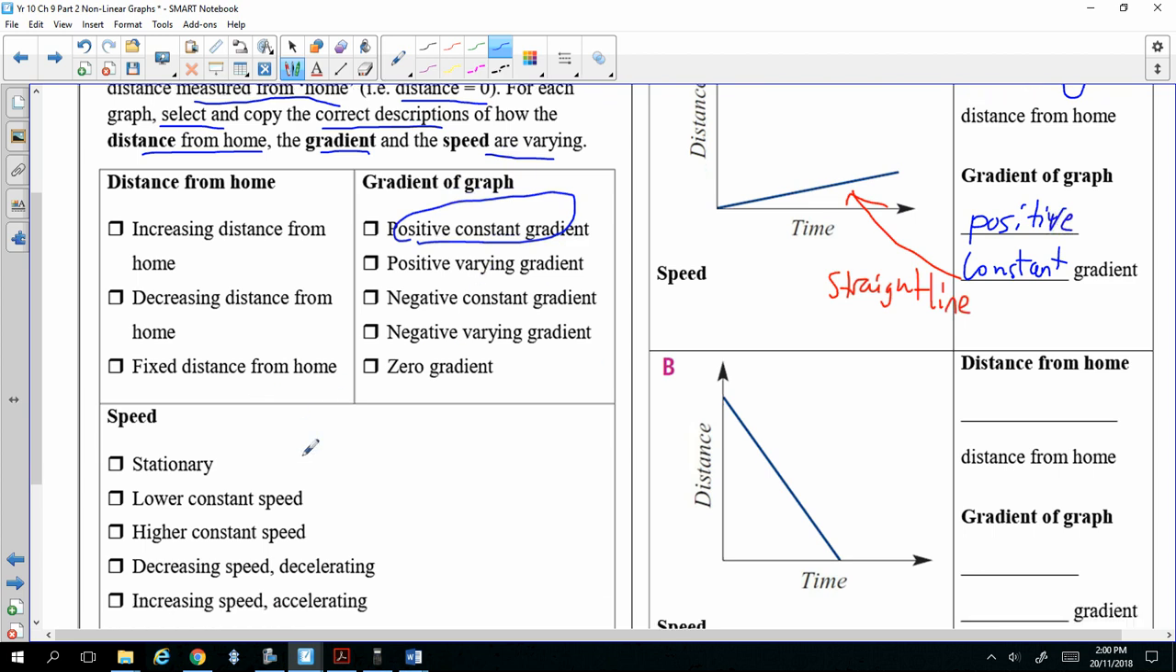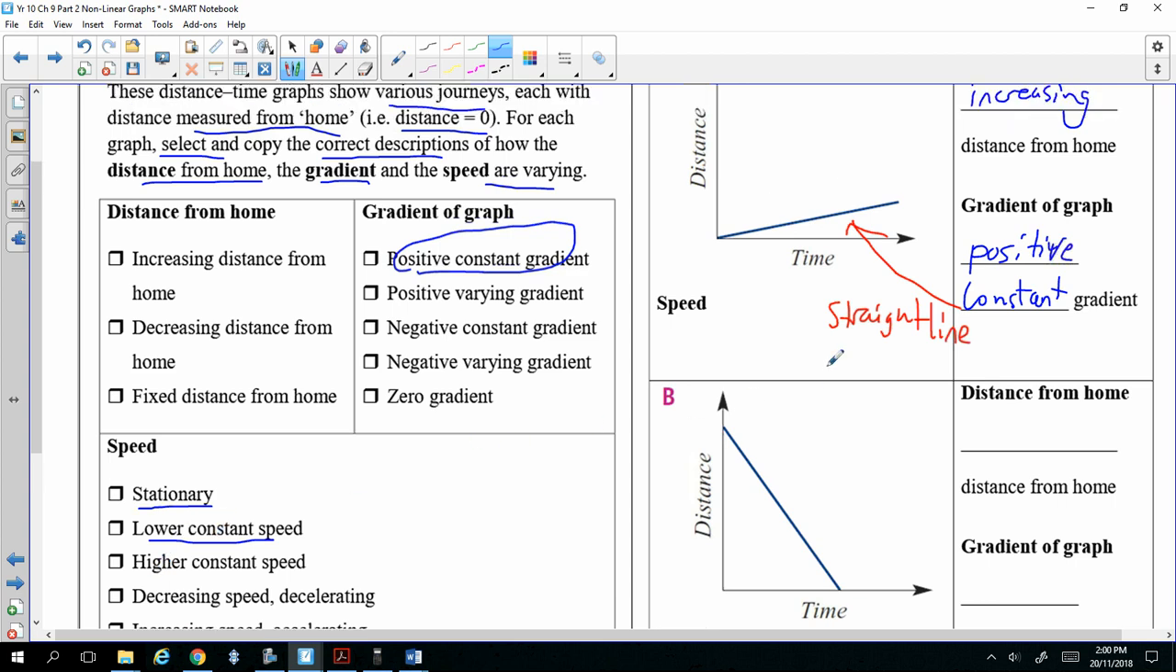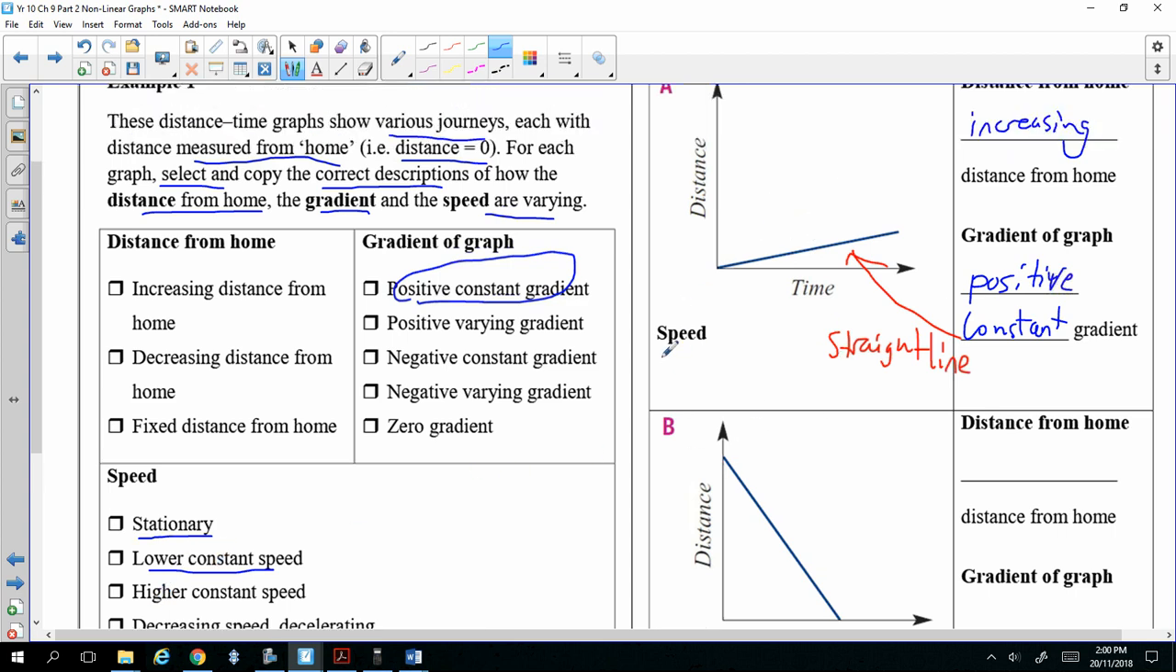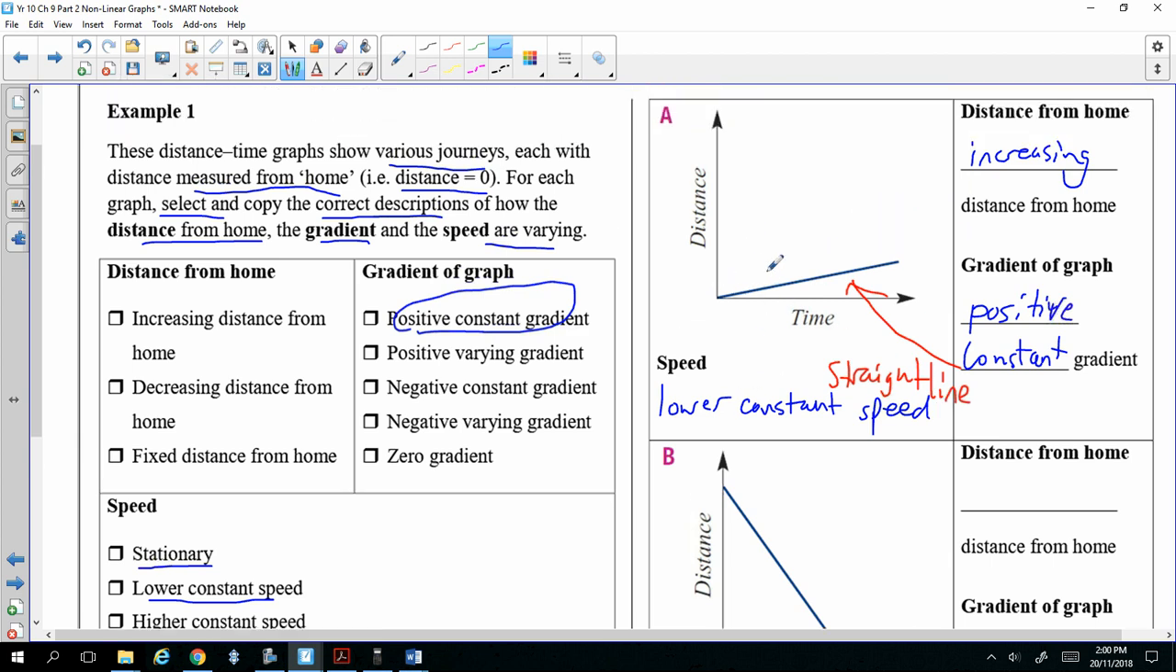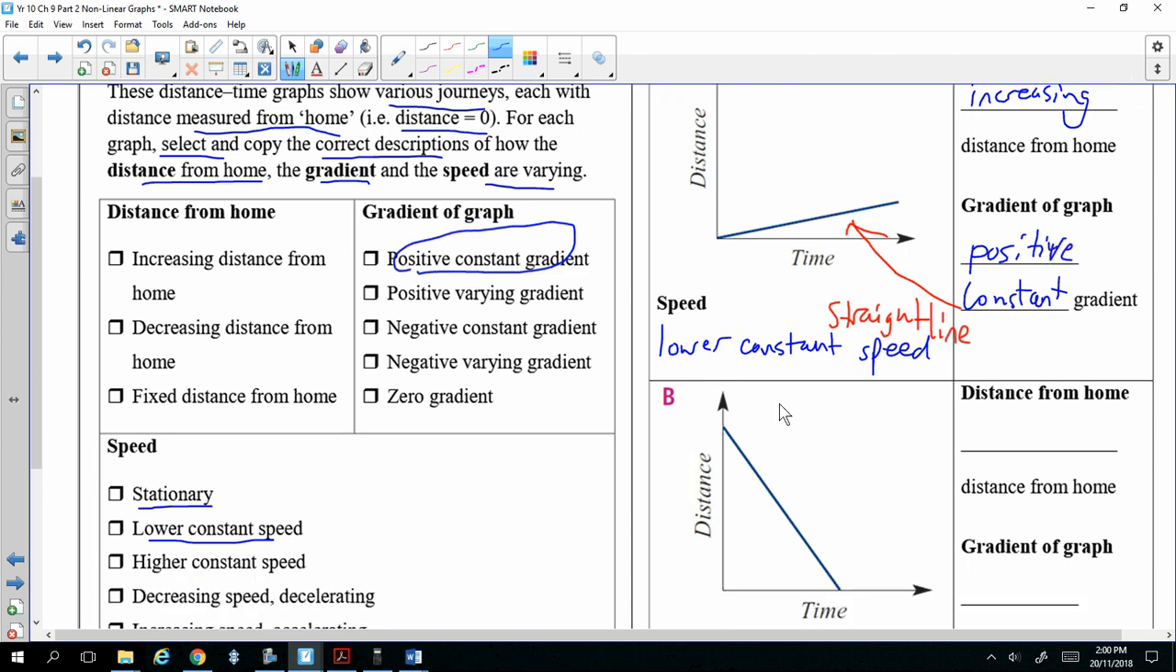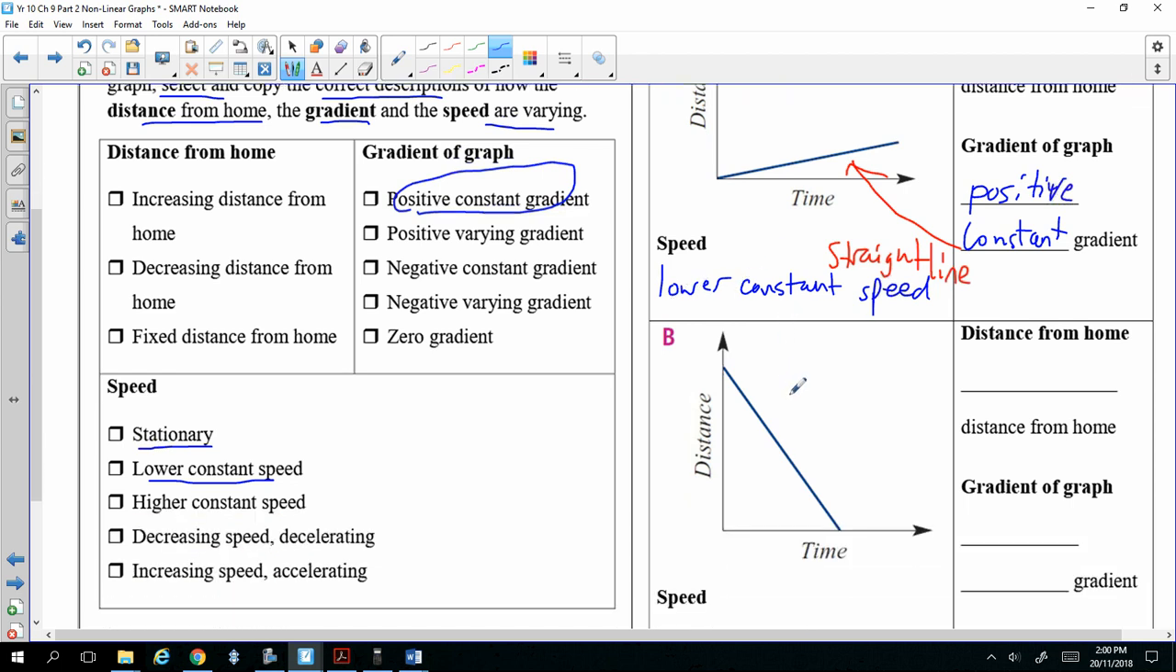In this case, the speed is stationary speed, lower constant speed. Yeah, that will be a lower constant speed. So the speed doesn't change, it's a constant speed. So we say it's lower constant speed. Because the speed doesn't change, it's the same speed. But it's slow because the gradient is small. Okay, that's why lower constant speed. Okay, next one, we say distance from home is decreasing this time. Decreasing. And the gradient of the graph is negative, but constant gradient.